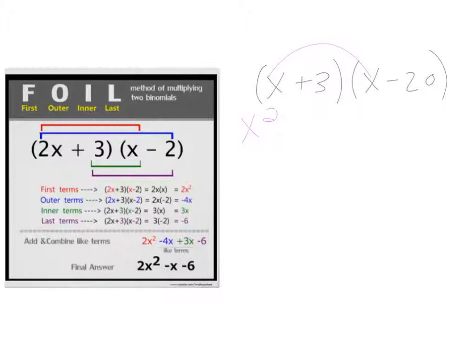Our next two terms we're going to multiply are our outside terms, and our outside terms are the x and the -20. When you multiply these two, it becomes a -20x. My inside terms are +3 and x, and when we multiply these, we get a +3x. And my last terms are 3 and -20. A 3 and a -20 will multiply to a -60.